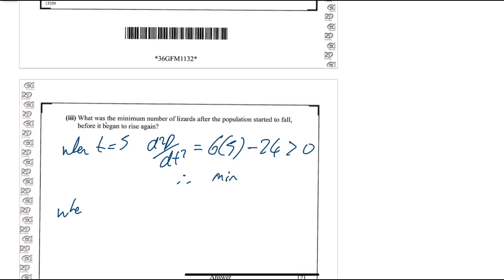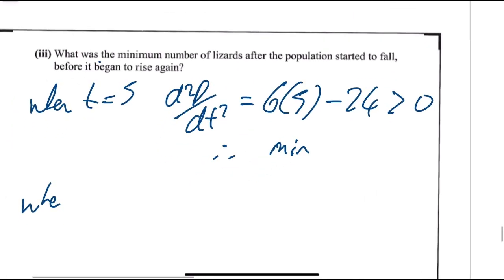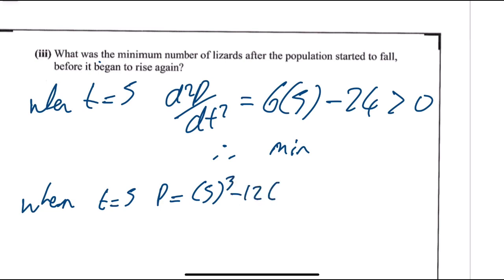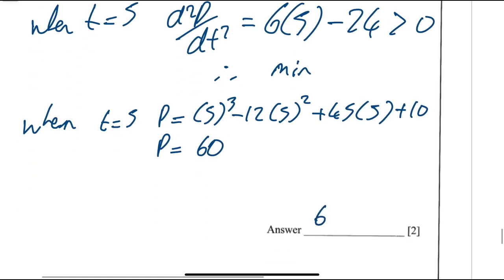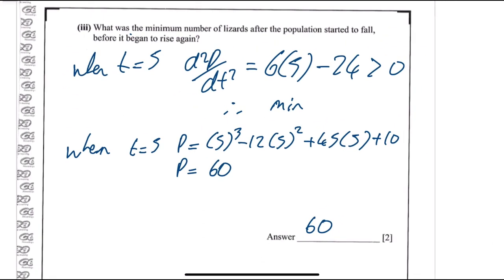Okay, and then what was the minimum number of lizards after the population began to fall? So we want to find when t is equal to 5, what the population is. So remember it was t cubed minus 12t squared plus 45t, so that's 45 times 5, and then plus your 10. Fire that into your calculator. For the very last thing for you to do, apart from checking over your paper, you get 60 lizards. So 60 lizards was the answer you're looking for. And that is us done.